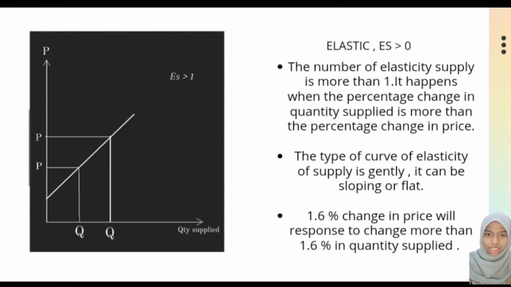It happens when the percentage change in quantity supplied is more than the percentage change in price. The type of curve of elastic supply is gentle. It can be sloping or flat. So another point is that a 1% change in price will lead to a change of more than 1.6% in quantity supplied.